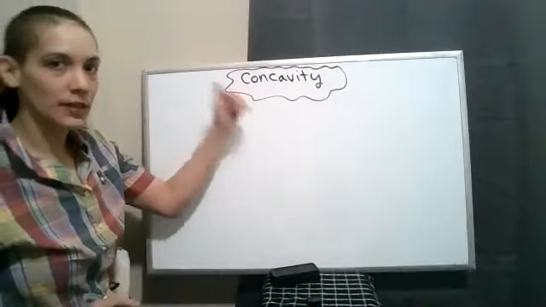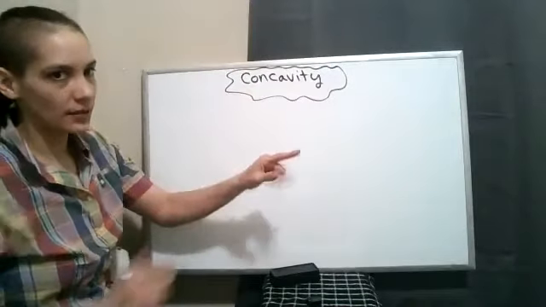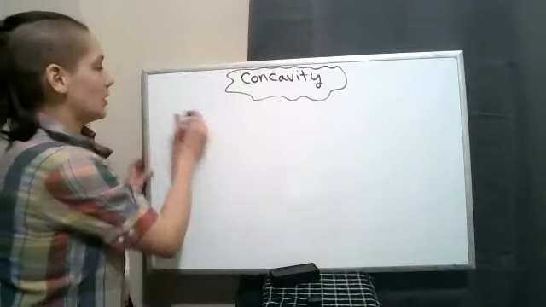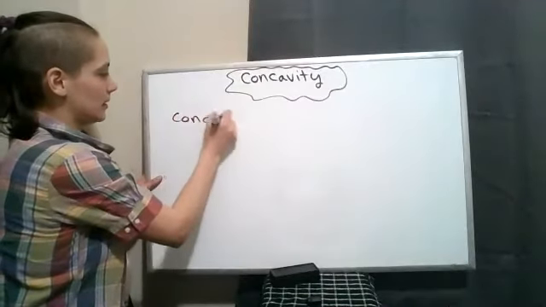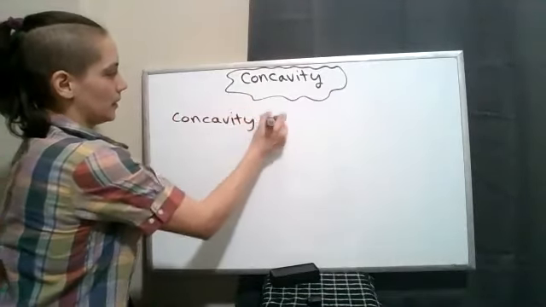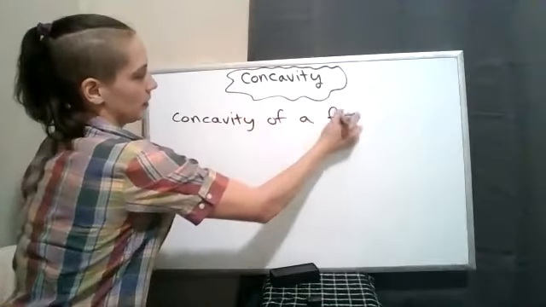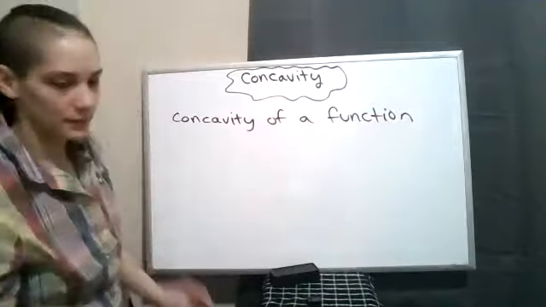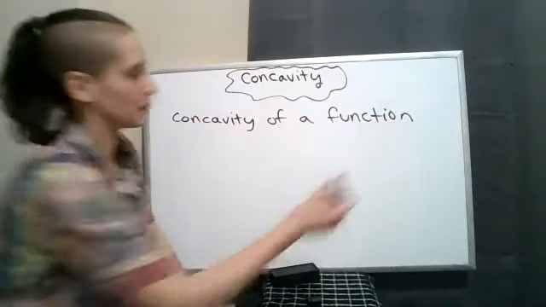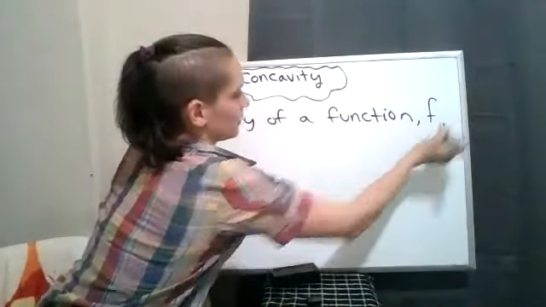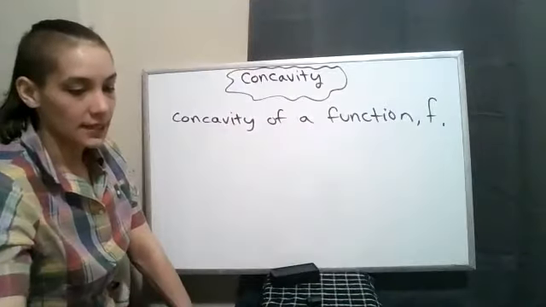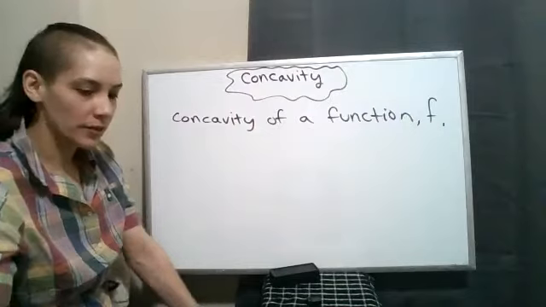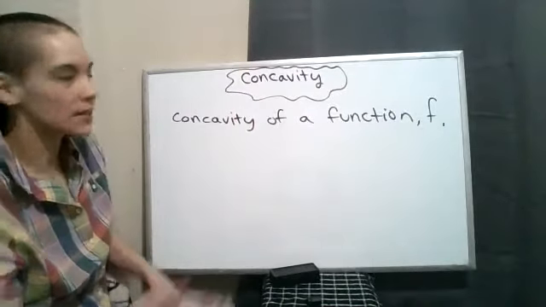For concavity, we're going to go over concave up, concave down, and inflection points. Concavity of a function f is the shape of the graph, and describes how it increases or decreases.